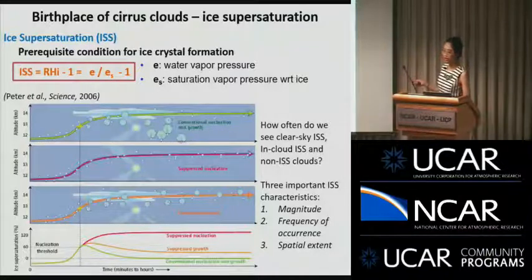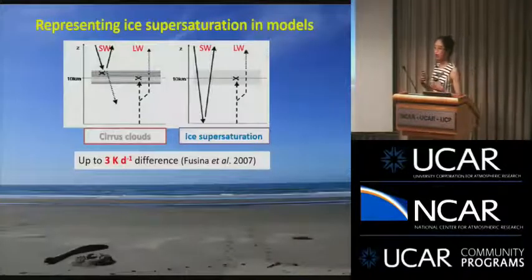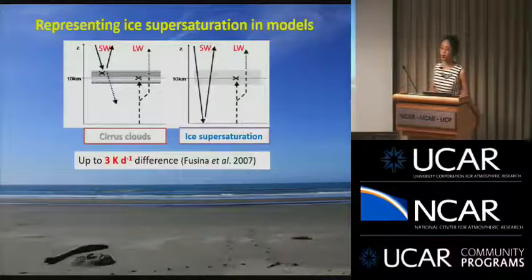And to quantify that, we want to know the magnitude and the frequency of ice supersaturation in our observations, and how about their spatial characteristics and microphysical properties. So now, you are probably still not convinced: why do we bother to represent ice supersaturation in models? One perspective I want to show is from the radiation perspective.